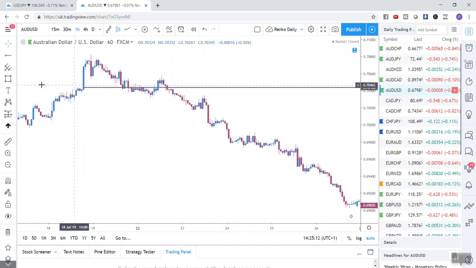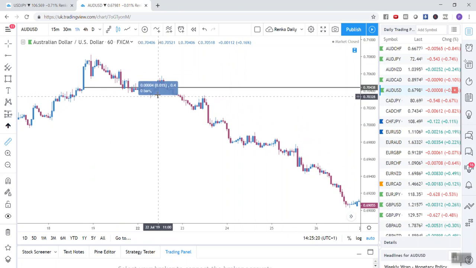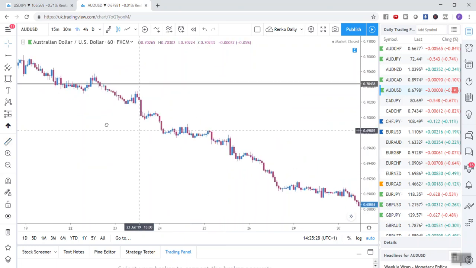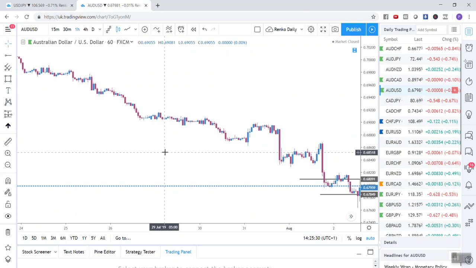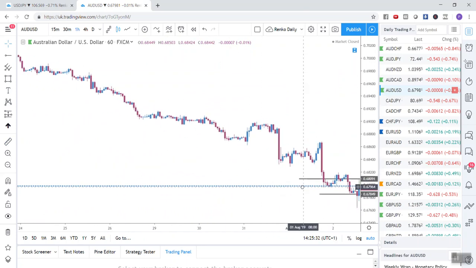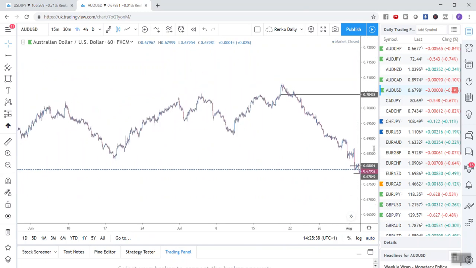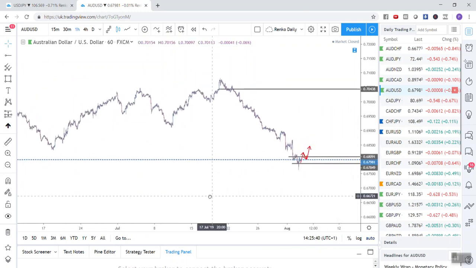So you would have had a drawdown of 25 pips, yeah? But look how much you would have caught. So, pretty simple stuff, guys. Pretty simple stuff. Remember, if you're trading next week, do manage your risk.